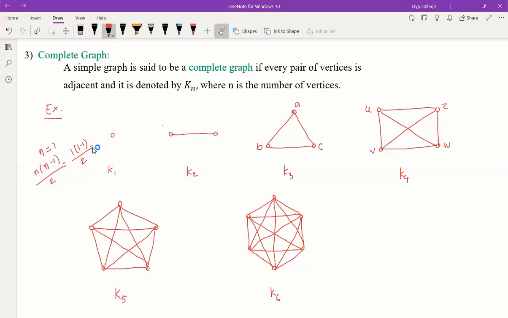And 0 divided by anything is equal to 0. So number of edges कितने हैं? K1 में 0 edges are there. 0. Means no edges there.